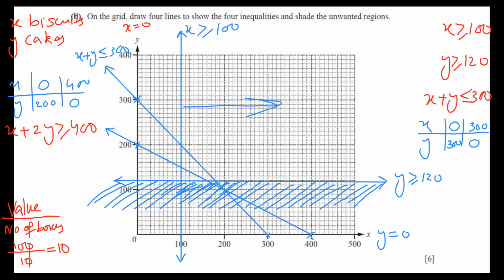This is wanted. But we need unwanted, so we have to shade backward. Backward means this way. I'm sure you're understanding the concept, alhamdulillah. Okay, so I have done this one. All right, and let's talk about the third line.